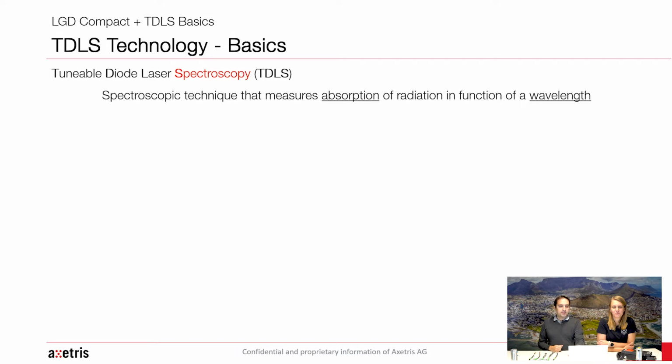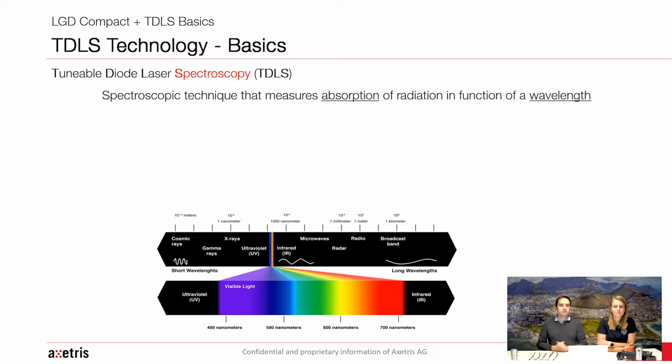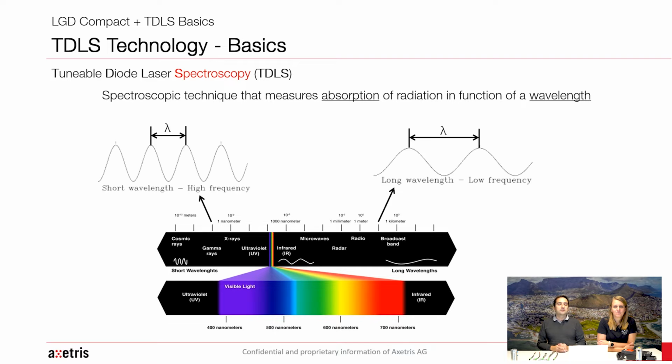If you look at the whole range of the electromagnetic spectra, you will see that it's made from very short wavelengths to long wavelengths. Knowing that the wavelength is the distance between two crests, two maxima of this sine wave. For example, the visible light is a very small part of this complete spectra. And in TDLS, with our laser, we will work more in the higher spectra range, that you can see in this picture.